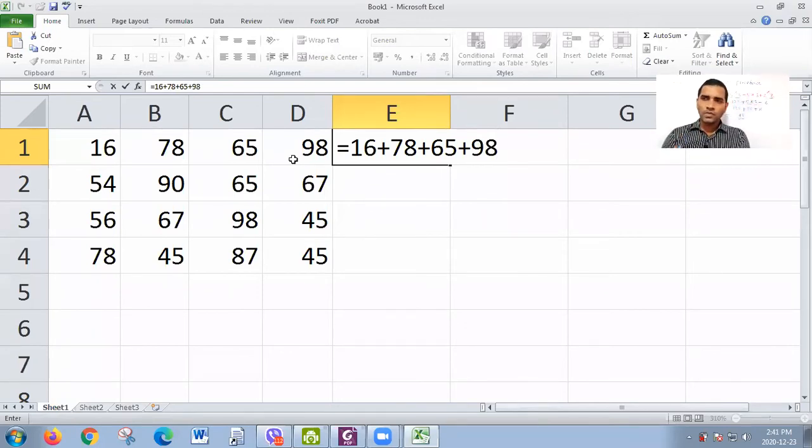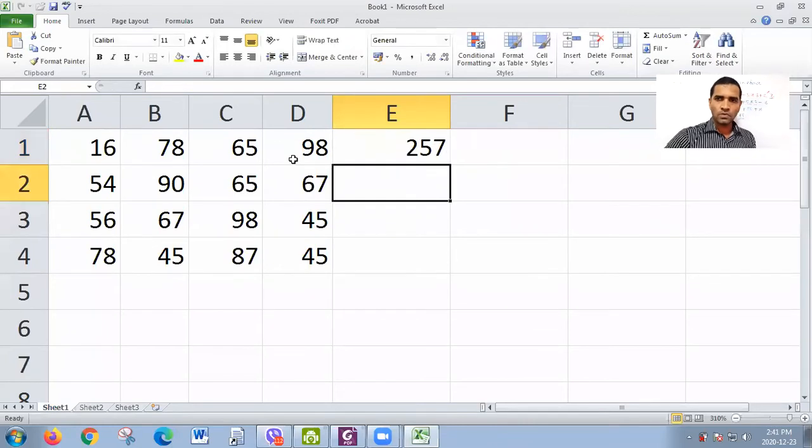So I have written a simple expression like the one which I wrote on the board. Definitely it's a formula. Even though I used to call it an expression, it is a formula because it starts with the equal symbol and is able to perform a calculation. Let's press the enter key and see the result. Now what happened? All these numbers are added and the result is shown.